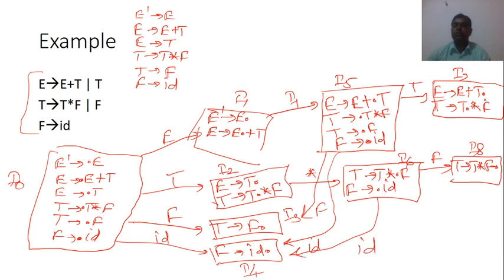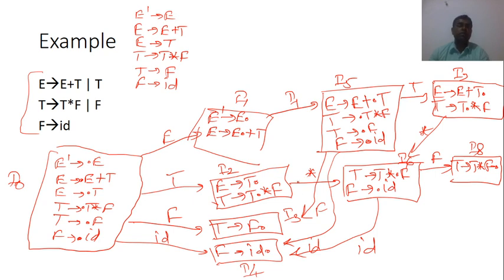Now come to I7. When you read your asterisk, what you will get? T → T asterisk dot F. And after that you will add the production of F. That means you will get same as I6. This has been completed. In this case also I cannot read anything. So these are the items: I0, I1, I2, I3, I4, I5, I6, I7, I8. Clear? This is the short method to find out the LR0 items.